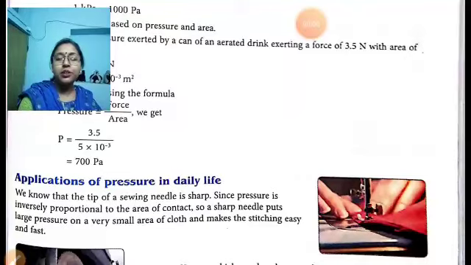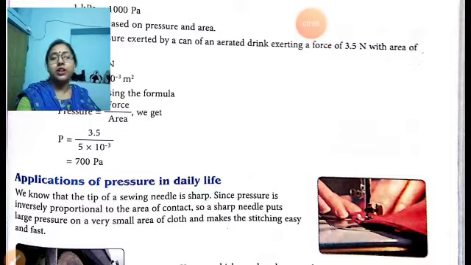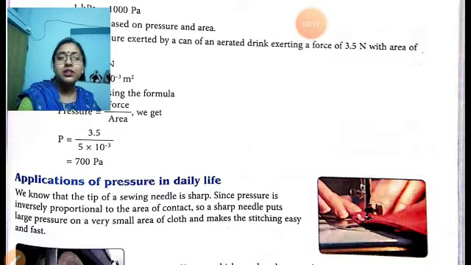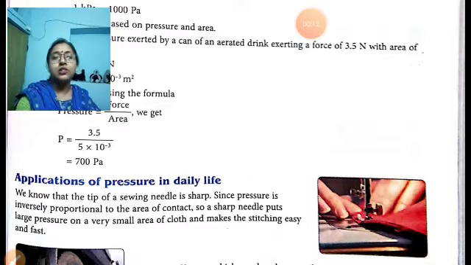What is pressure? Pressure means the force applied per unit area. If force is applied over a large area, then pressure will be less, and if it is applied over a small area, then pressure will be more. So pressure is directly proportional to force, and inversely proportional to area. So pressure depends on two things: the force applied and the area over which the force is spread.